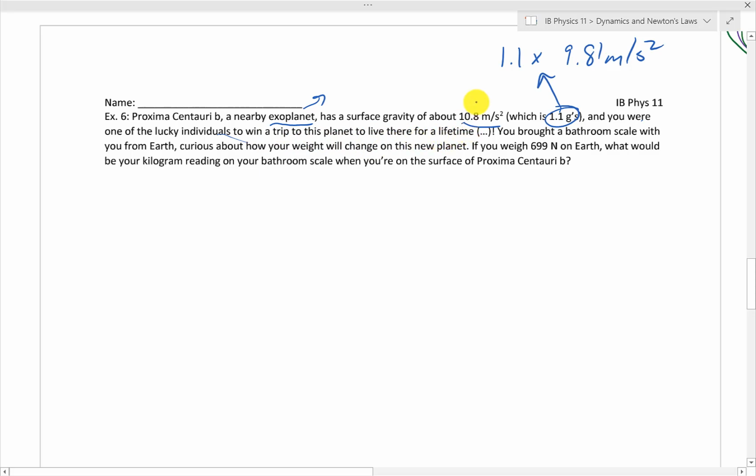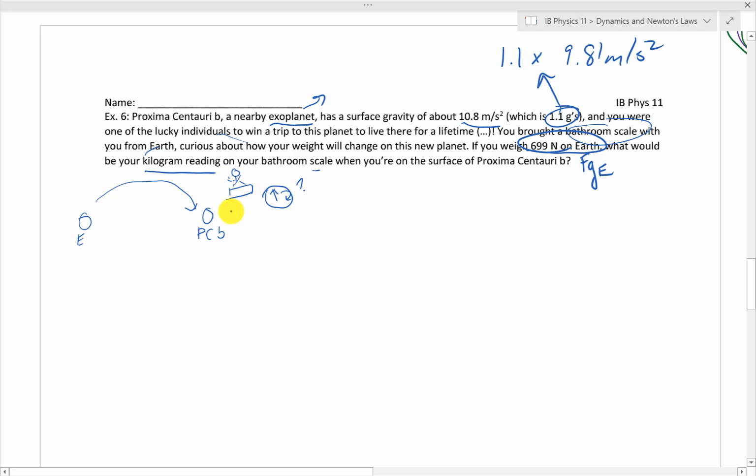You are one of the lucky individuals to win a trip to this planet to live there for a lifetime. If you don't even want to do that, you brought a bathroom scale with you from Earth. It's a bathroom scale designed to work on Earth, and you're curious how your weight will change on this new planet. Your weight on Earth is 699 newtons. What would be your kilogram reading on your bathroom scale when you are on the surface of Proxima Centauri b?